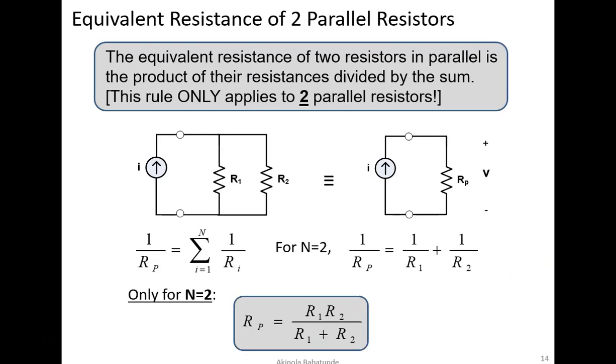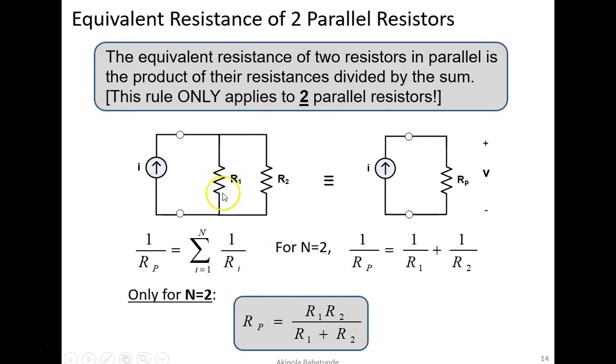So if we have just 2 parallel resistors in the circuit, how do we find the equivalent resistance? What you find here is this. The equivalent resistance of 2 resistors in parallel is the product of their resistances divided by the sum of the resistances. This only applies to a circuit that has just 2 parallel resistors. If we have 3 resistors that are in parallel, we cannot use this formula or use this method.